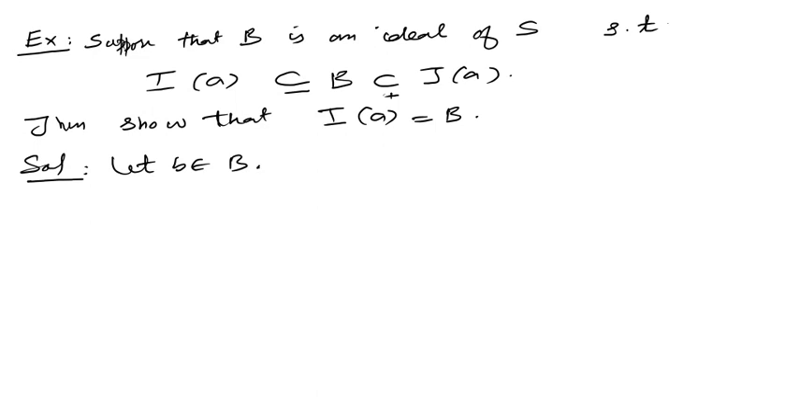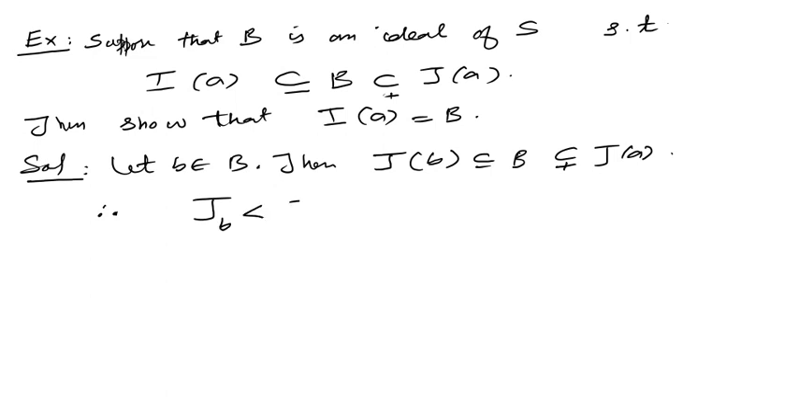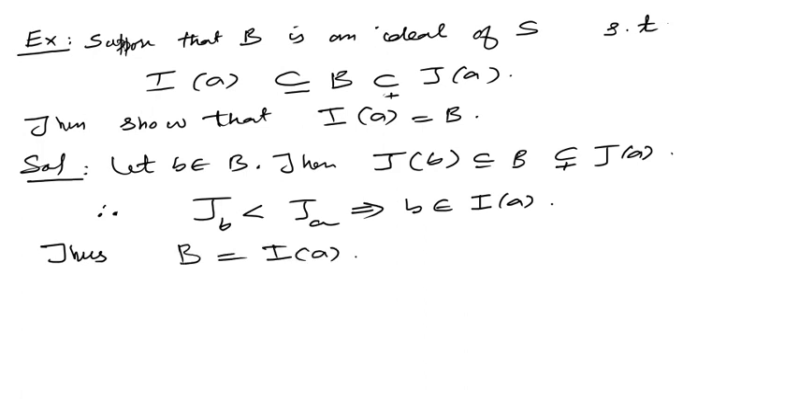So this B is strictly contained in JA, and IA is also strictly contained in JA. So if b is in B, then the principal two-sided ideal generated by b, which is the smallest ideal containing b, is contained in B, where B is strictly contained in JA. Therefore the J class of b is strictly less than the J class of a under this relation. So it implies that this b is in IA by definition of IA. Thus any element b in B is in IA. So thus B is equal to IA.